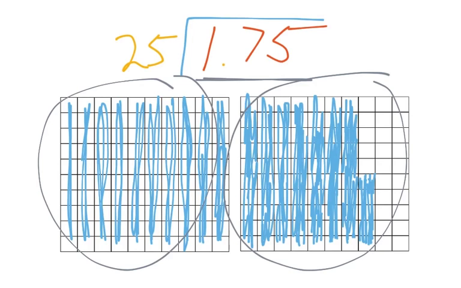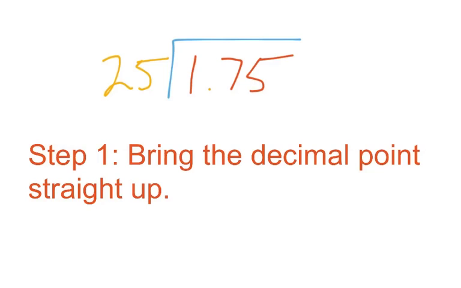So let's go through the steps here, and you should have these on your organizer. Step 1 is we're going to bring the decimal point straight up. So we can locate the decimal point here, and I'm going to use an arrow, and you can follow along. We're just going to come straight up, and the decimal point is going to stay in the same place where it was in the 1 and 75 hundredths part of our dividend.